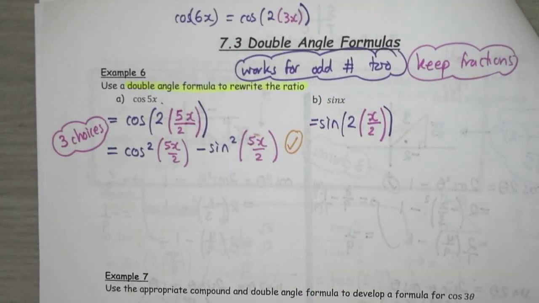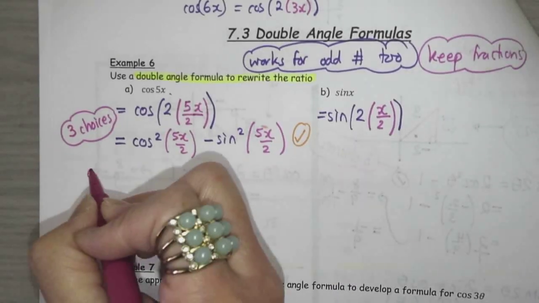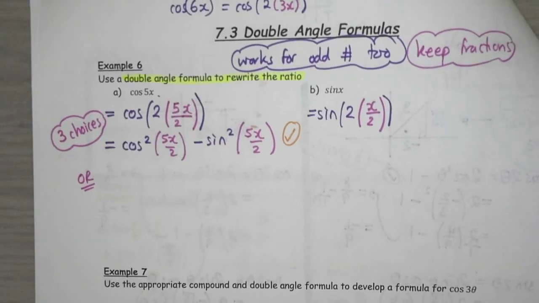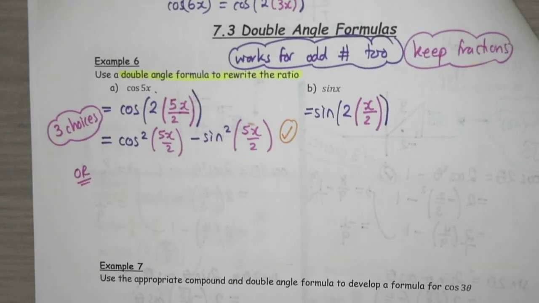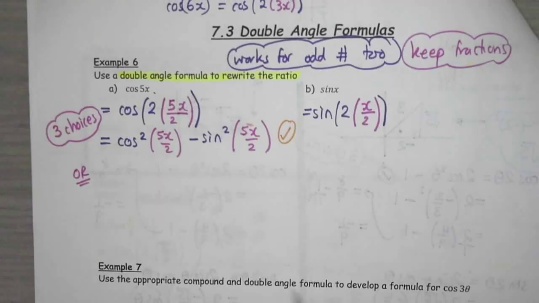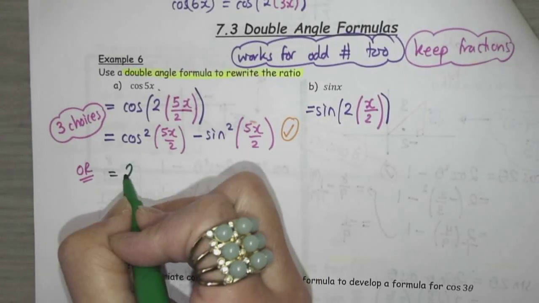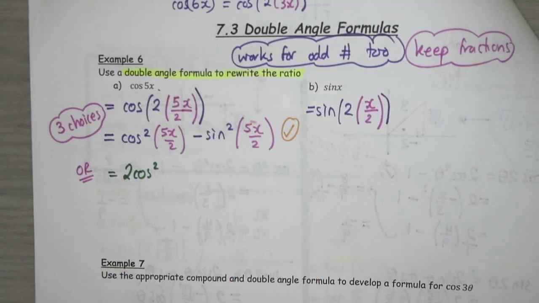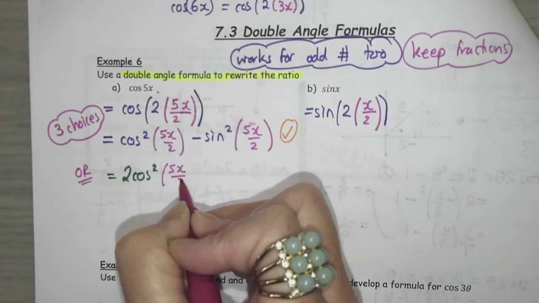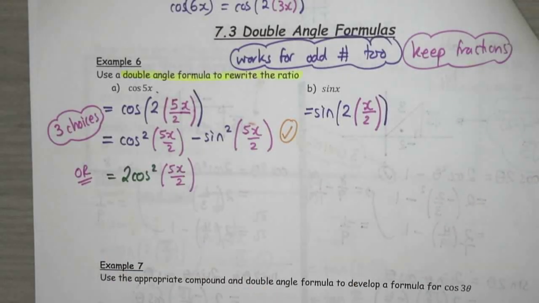Can't get enough of it. There you go. Or let's do all 3 just because we have so much room here. For the second one, I always remembered that because it's the cos 2, it starts with cos. So the second one would be equals 2 cos squared of this half angle, so 5x over 2, minus 1.